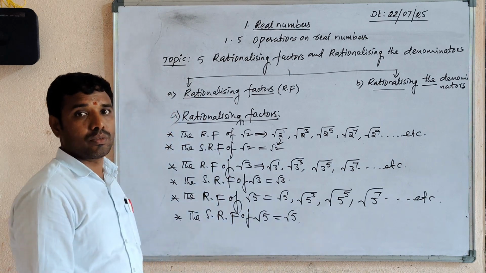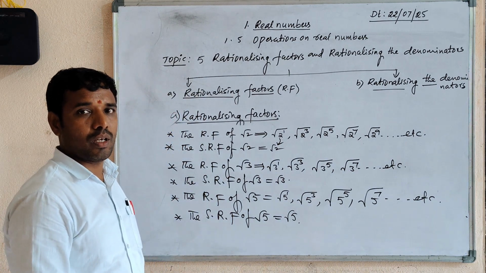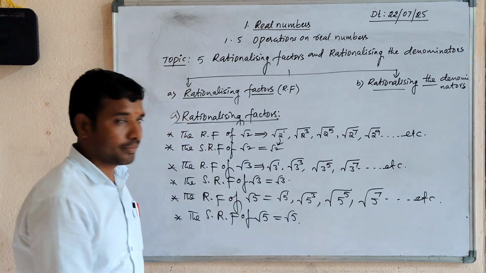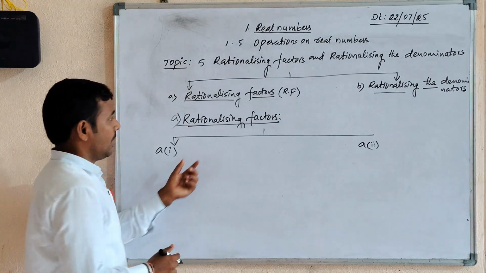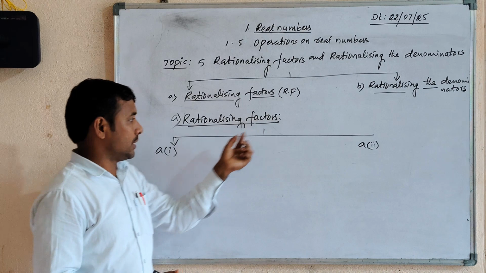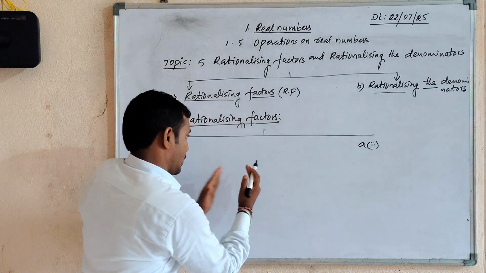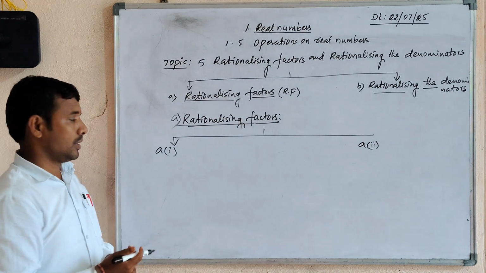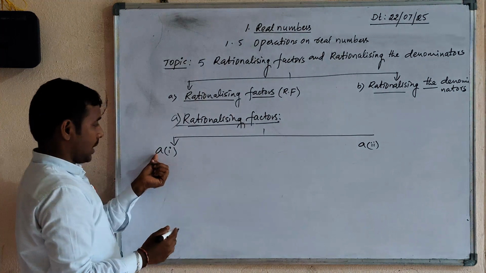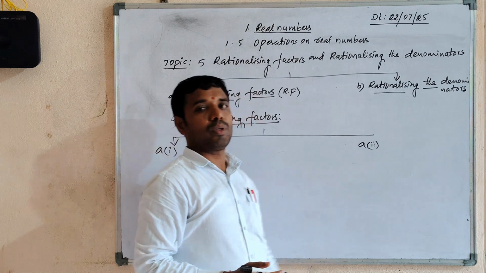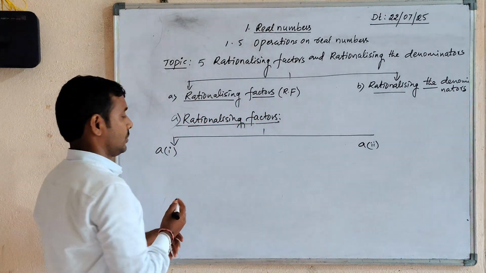I think understood. Okay now, right? In rationalizing factors, we have to discuss mainly two points, two different ways. One is A Roman number 1, A Roman number 2. Let us see this one. What is it actually?